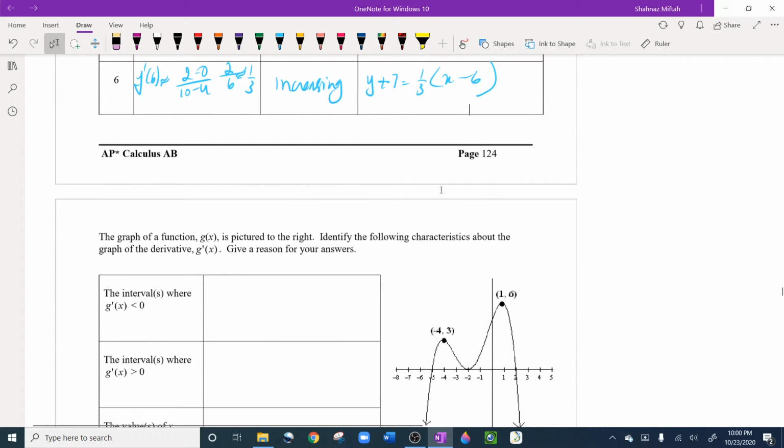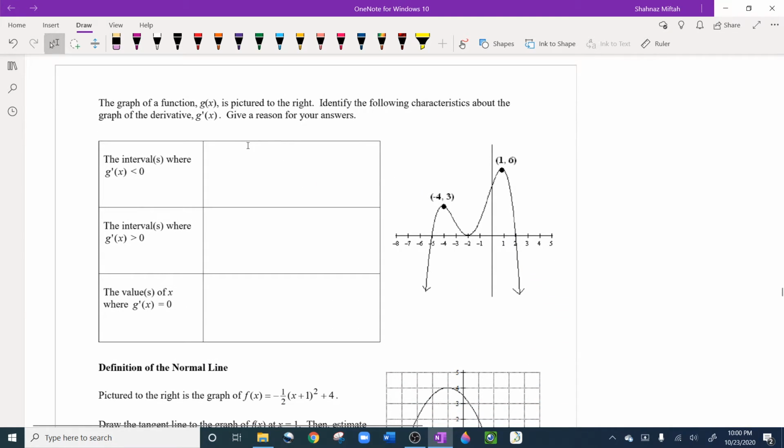That's done. Okay, the graph of the function g of x is pictured to the right. This is the g of x function, which means that's my original function. So I'm going to mark this g of x original. Identify the following characteristics about the graph of g prime. The question is asking about g prime of x. This is what they are asking.